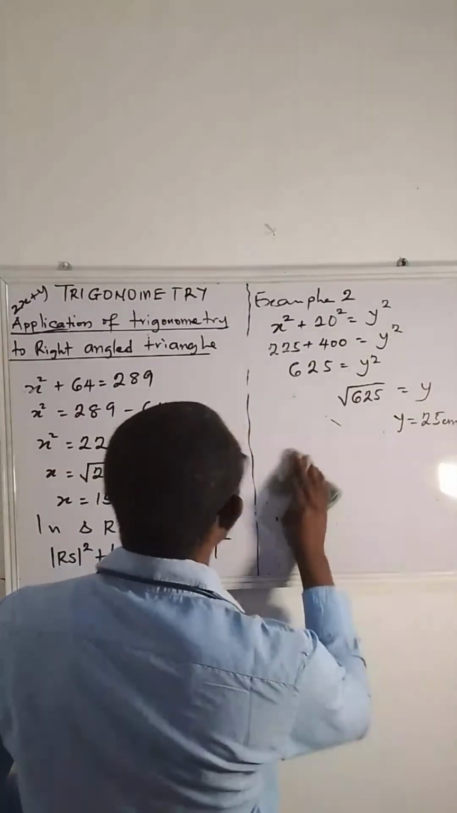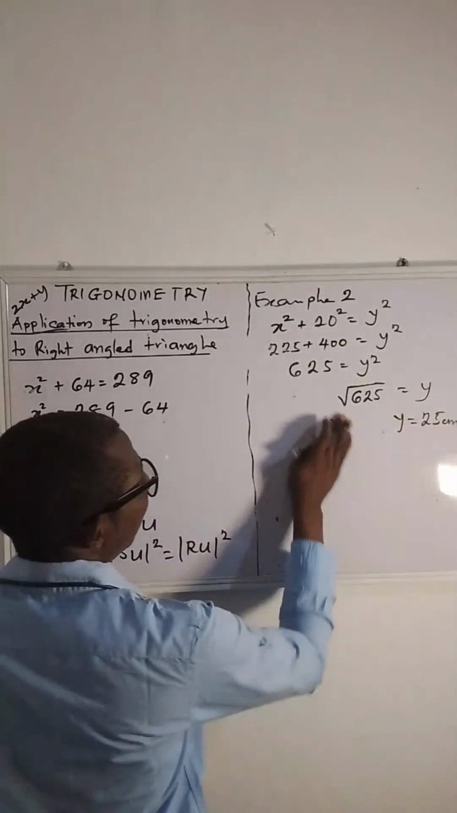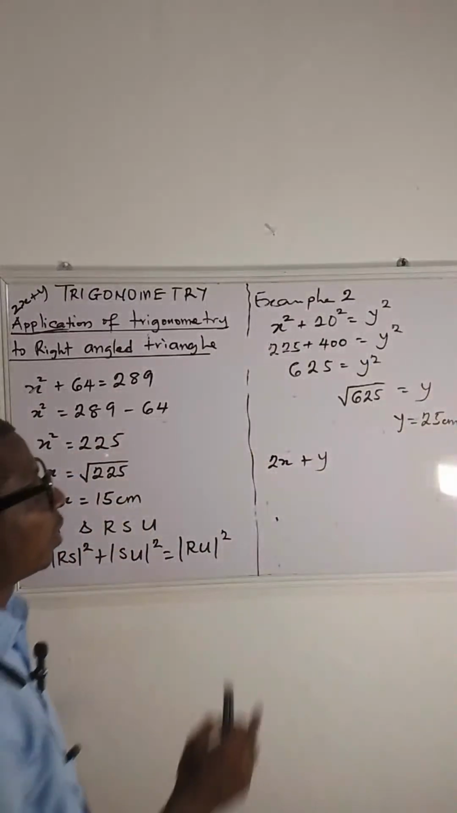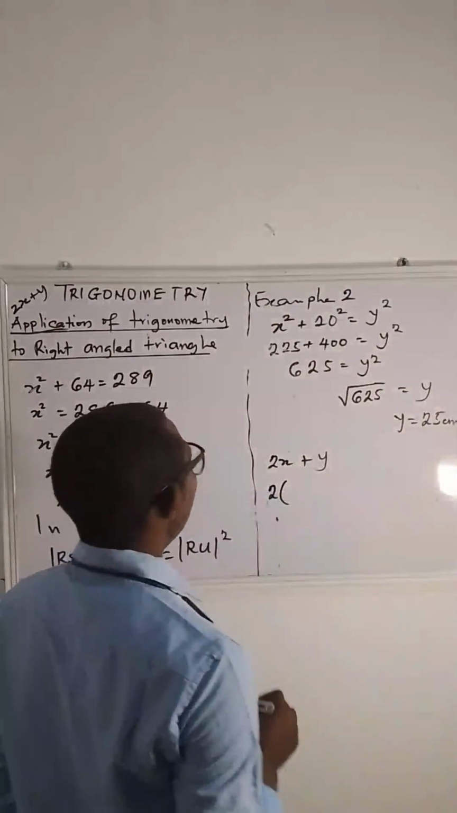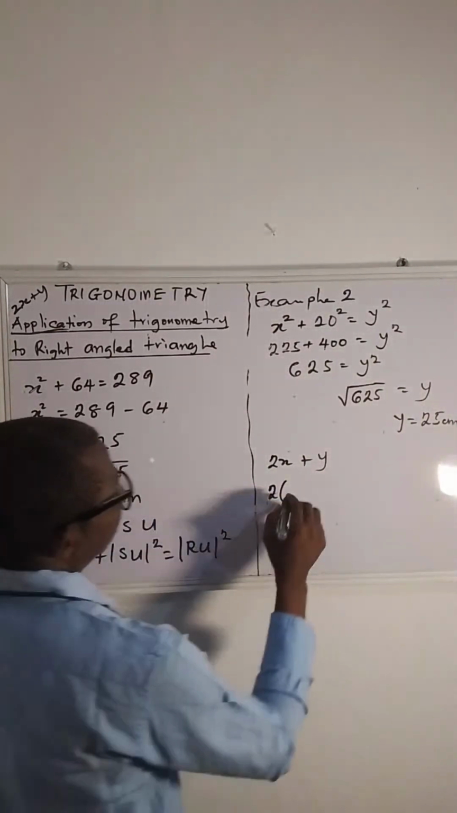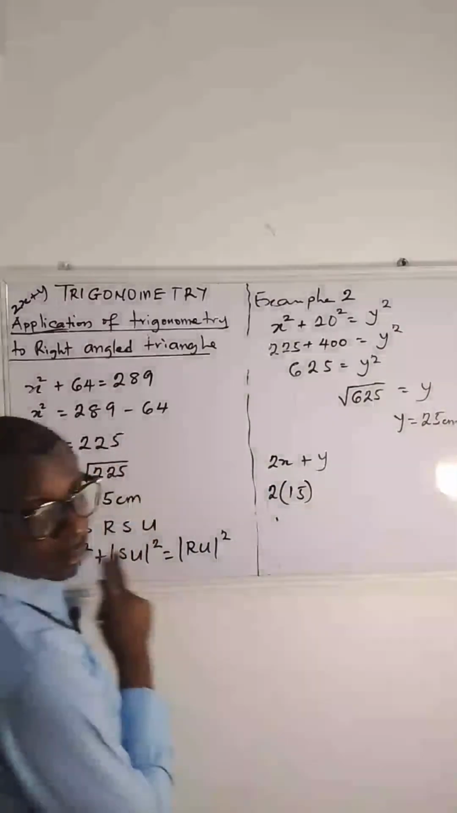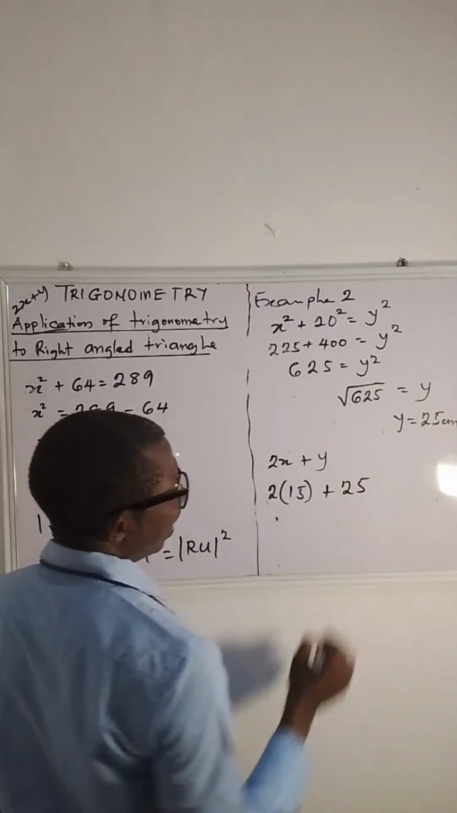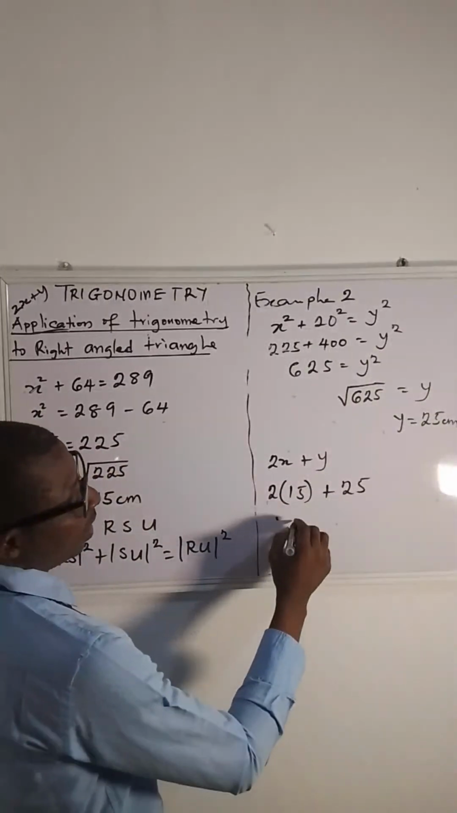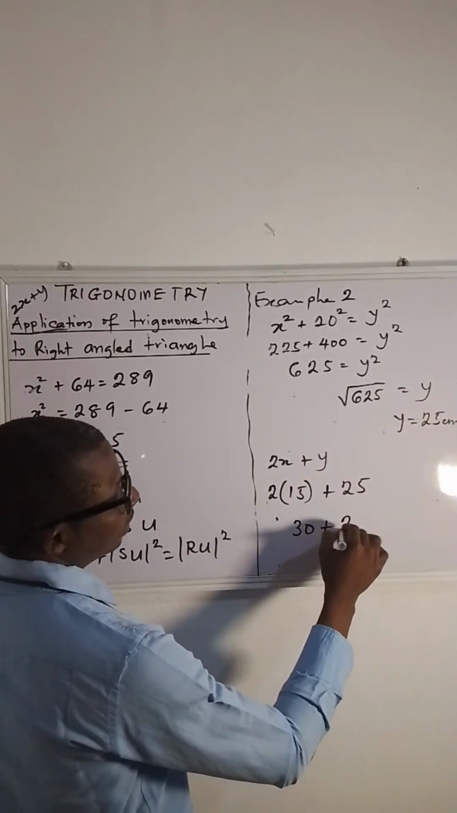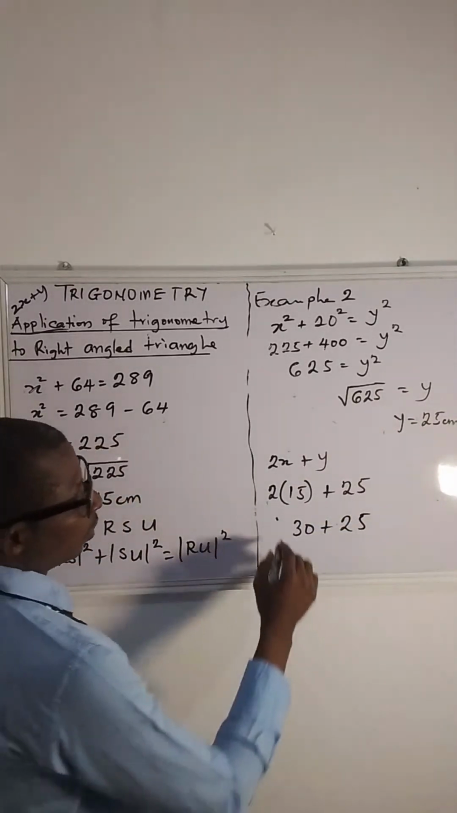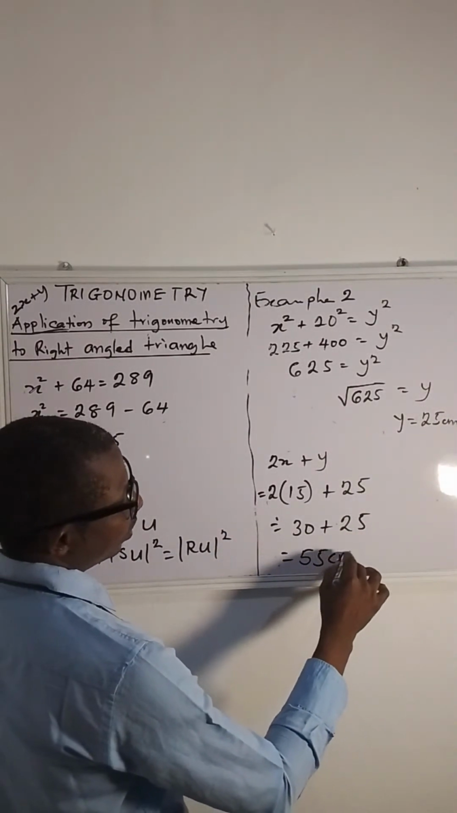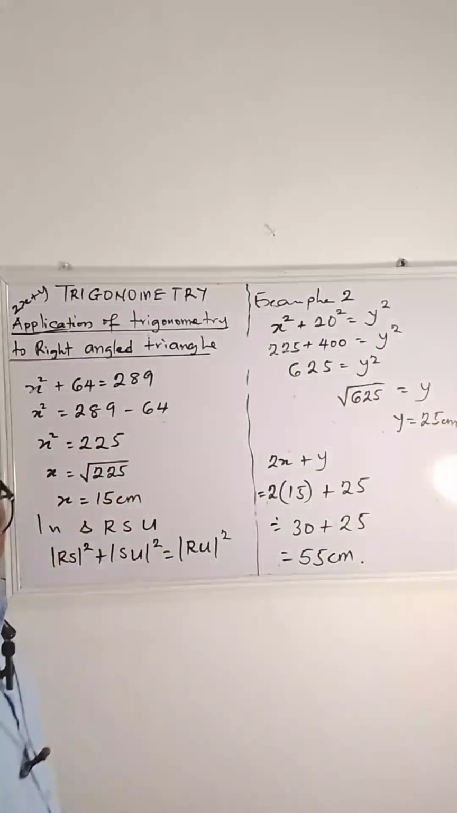But what the question wants us to get is what? We have to find 2x plus y. So we have 2 times, what is x? x is 15. Okay, we have gotten x, plus, what is y? y is 25. So we have 30 plus 25, and that gives you 55 centimeter. So this is going to be the answer to the problem.